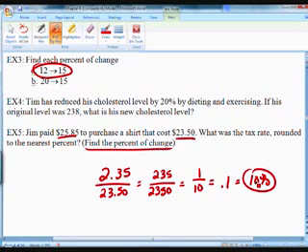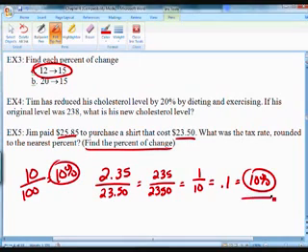But again, what does that mean though? 10 cents on a dollar. That means that you're going to pay 10 cents for every dollar. 10 out of 100, that's a percent. 10 cents on a dollar is the same thing as saying 10%. 9 cents on a dollar, same thing as saying 9%. So any questions on that?